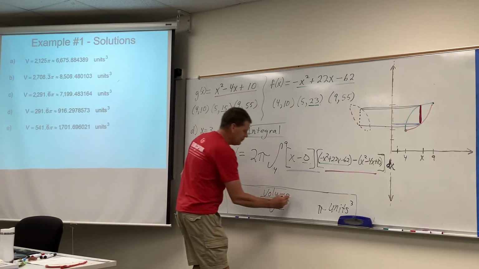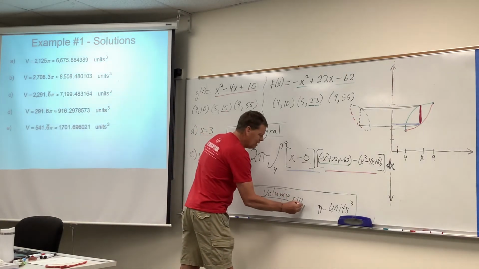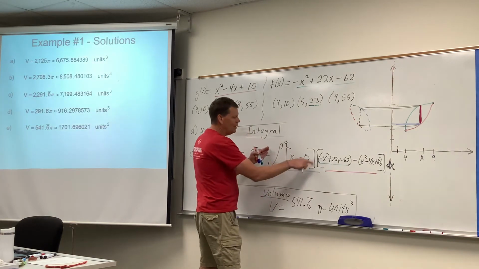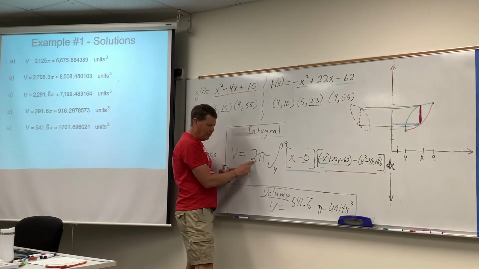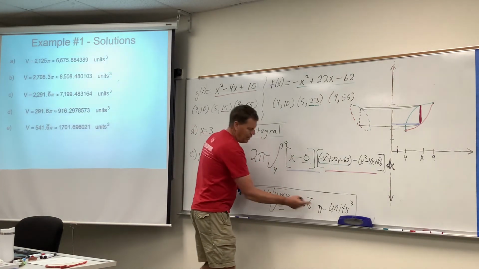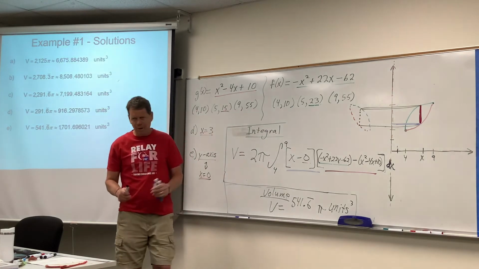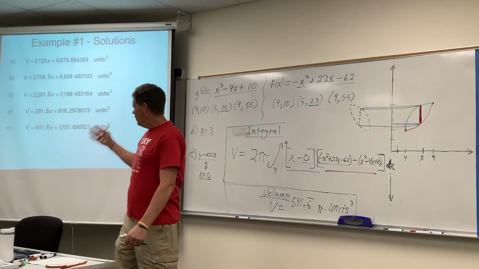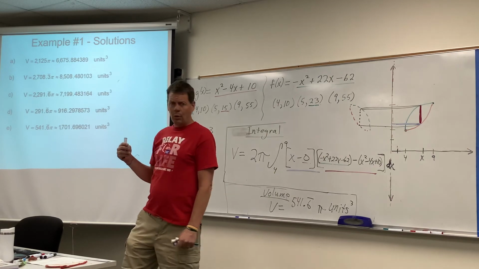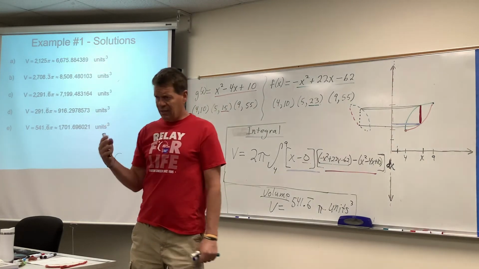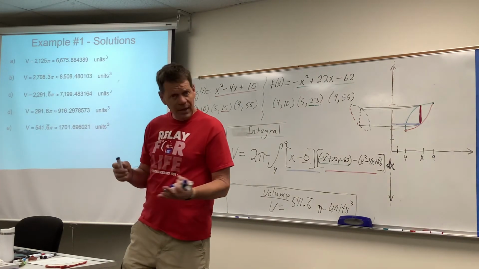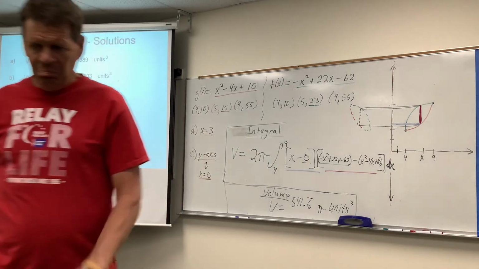541.6 repeating. Now this one can be tricky. Make sure after you do the integral that you take it times 2, and that'll get that number there, and then pi. So times 2, and then put the pi on the end. And you don't have to necessarily replace the pi with 3.14159. You can just give me the exact if you wish. So that's F. That's pretty much the end of that.